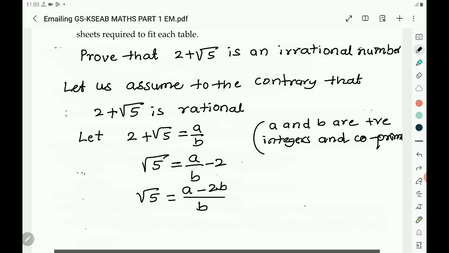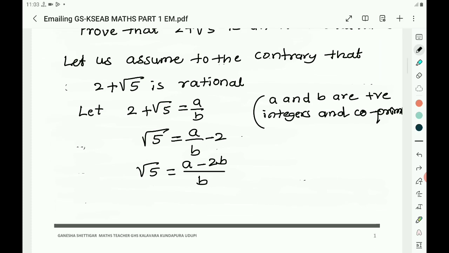But as RHS is rational, LHS also becomes rational. But you know that root 5 is not rational, it is irrational. So here a contradiction has arisen. This contradicts the fact that root 5 is irrational. So this contradiction has arisen because of our wrong assumption that 2 plus root 5 is rational. So you can conclude 2 plus root 5 is irrational.